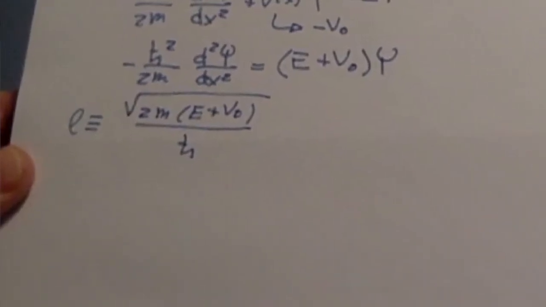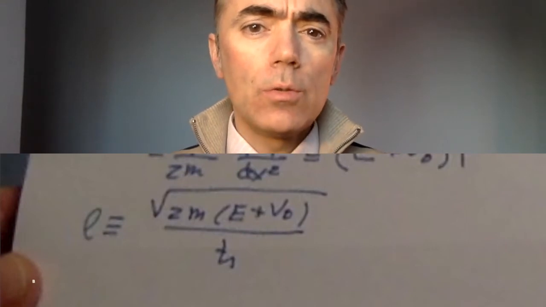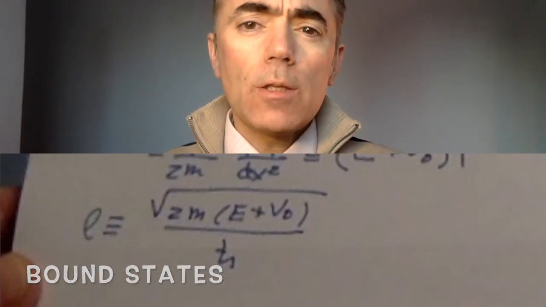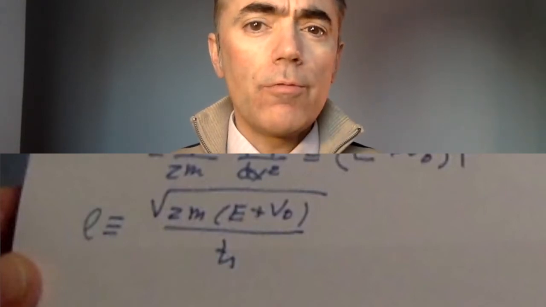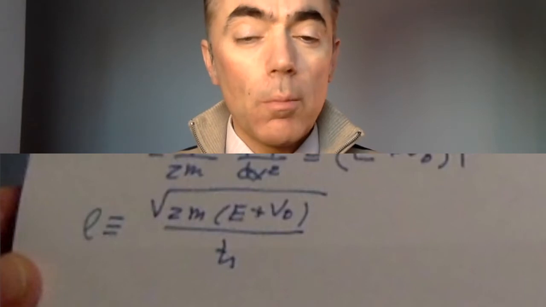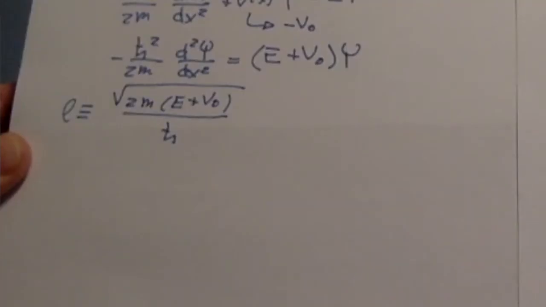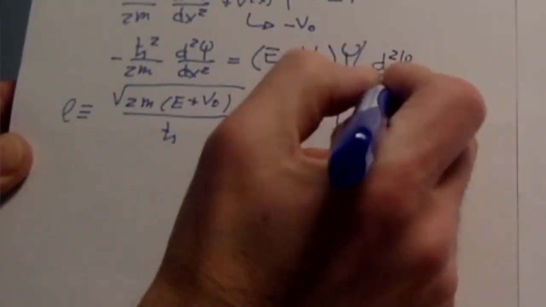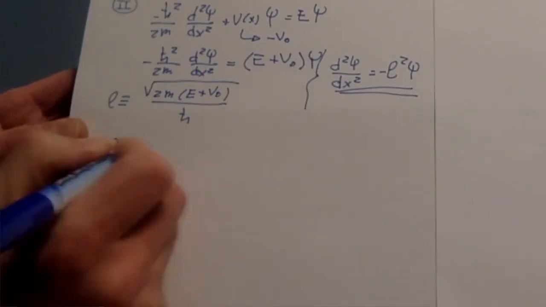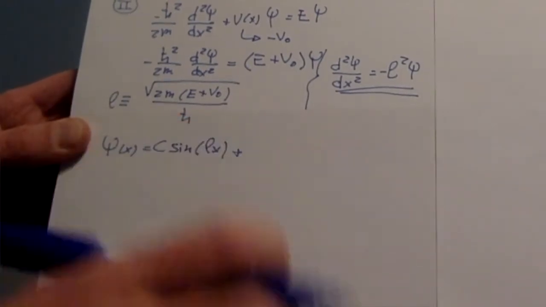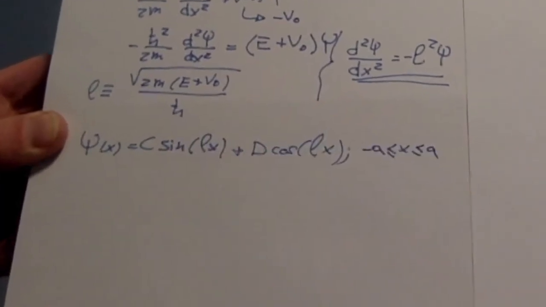Let's pay attention to the signs here. The energy is negative. Remember that we are solving for the bound states. V naught is a positive number, which is also in absolute value greater than E. Therefore, E plus V naught is a positive number. We see then that l is also a real number. Here then, the Schrödinger equation is an old friend for which we know the solution, which are trigonometric functions. The general mathematical solution is C times the sine of lx plus D times the cosine of lx.